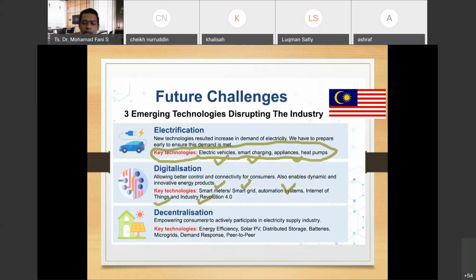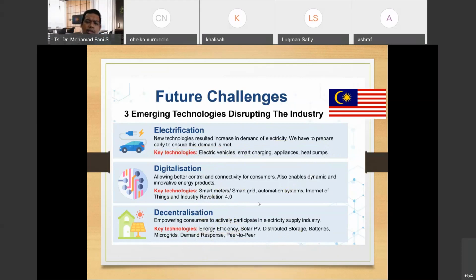Decentralization, for example, energy efficiency. This subject we cover on energy efficiency, so at least you know what will be good for you in the future. Solar PV, distributed storage, battery, microgrid, demand response. Demand response is important. You must have at least basic knowledge on demand response. Okay, peer-to-peer, P2P.